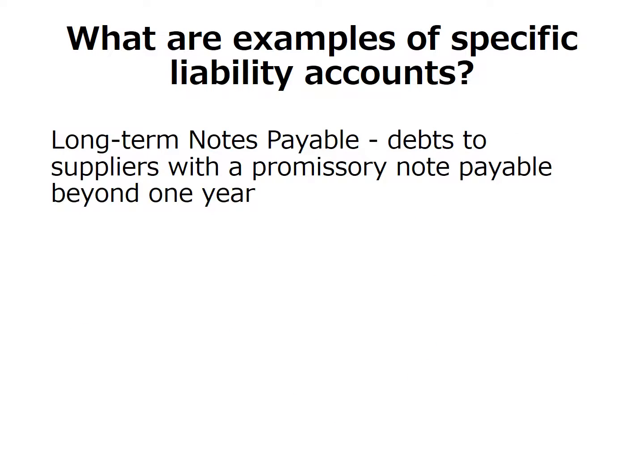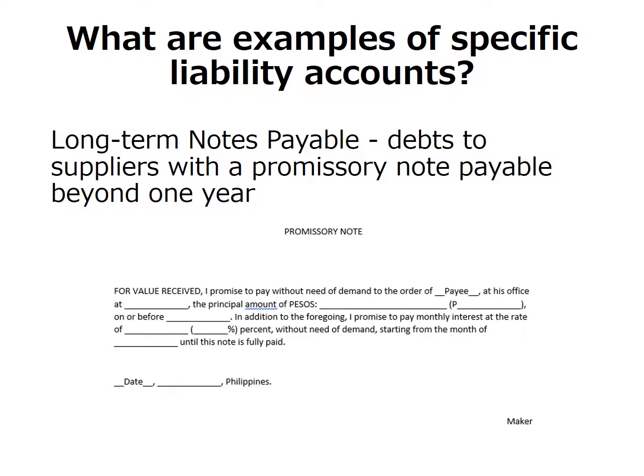Long-term notes payable are debts to suppliers with a promissory note payable beyond 1 year. It is similar to the notes payable we had discussed in the current liabilities category. The only difference is that it is payable beyond 1 year. Just like assets, the number of liability accounts depends on the nature and needs of the business.